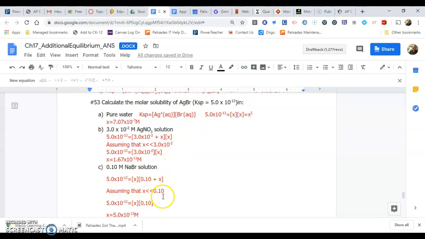Notice that the concentration or the solubility of it dramatically decreases, right? So you have pure water at 7.07 times 10 to the minus 7th. That's not really terribly soluble, but then when you go down to silver nitrate solution, it becomes much less soluble, and then in the sodium bromide solution, much, much less soluble, right? So that's the idea there.